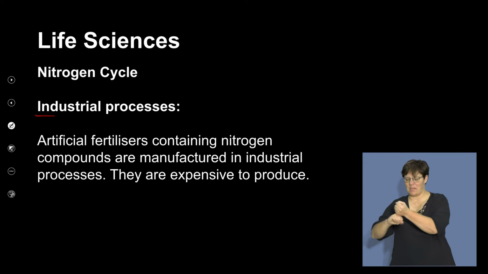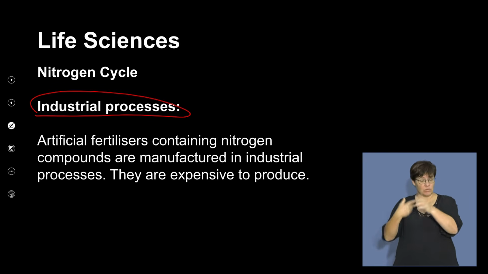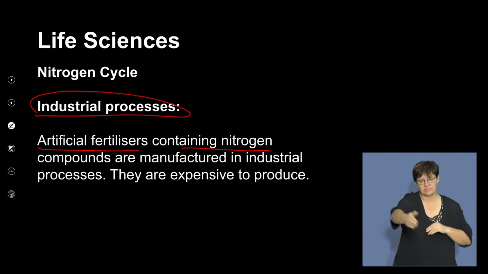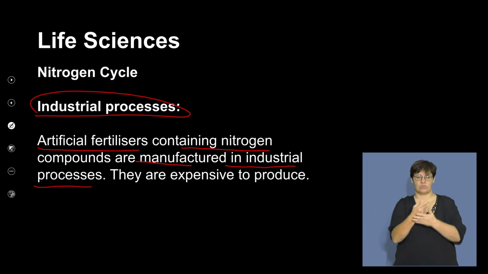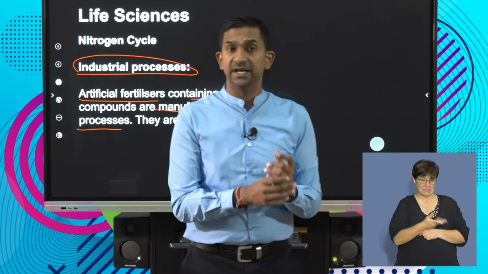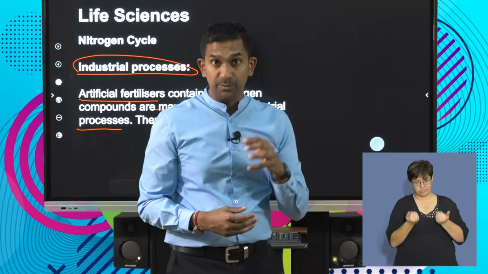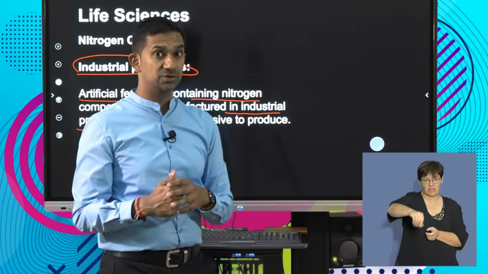We also know that there are industrial processes, where artificial fertilizers containing nitrogen compounds are manufactured. These are quite expensive processes, but they are one way that contributes to nitrogen being produced and captured into fertilizers, which plants then are able to utilize.